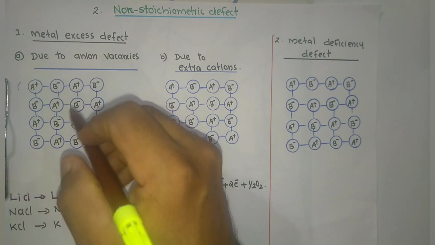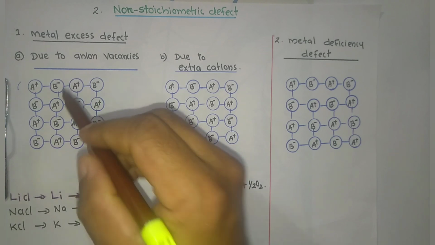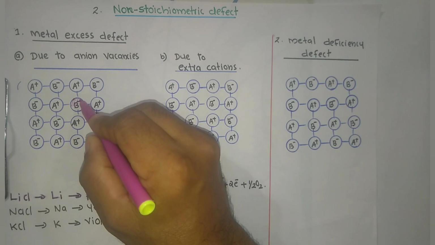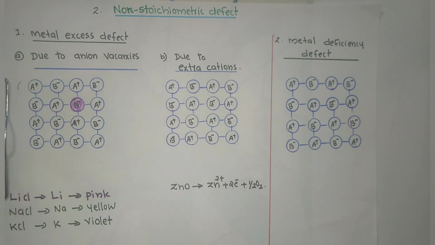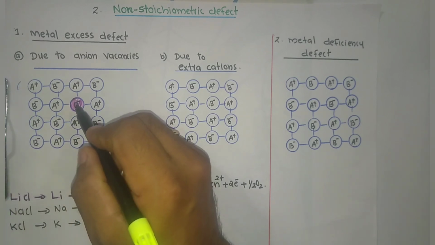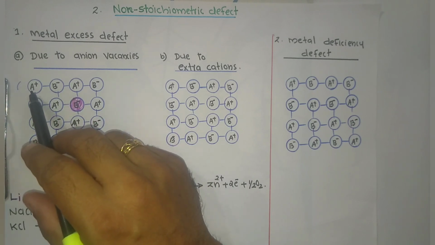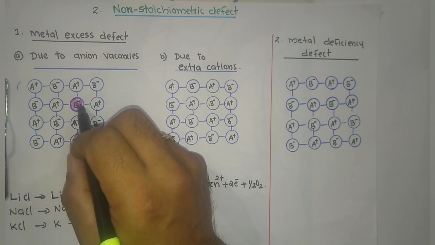Anion means negatively charged ion. An anion vacancy creates a hole. Then, in order to get the electrical balance, here B- is missing from the lattice site. Electrical balance means containing equal numbers of positively and negatively charged ions. So one anion is missing from the lattice.